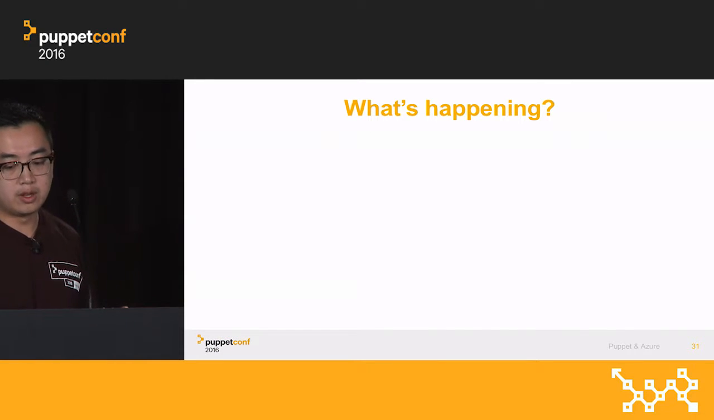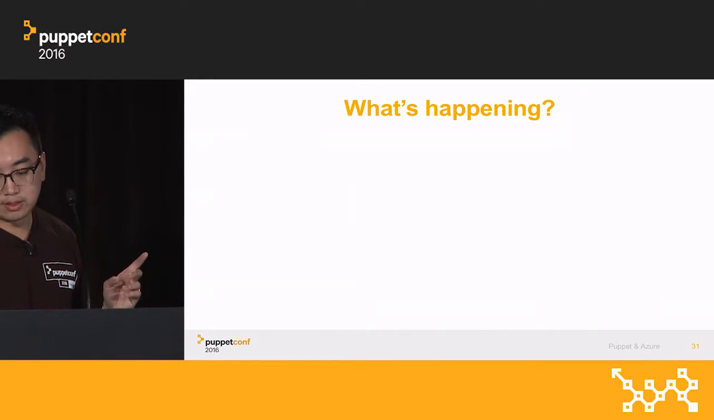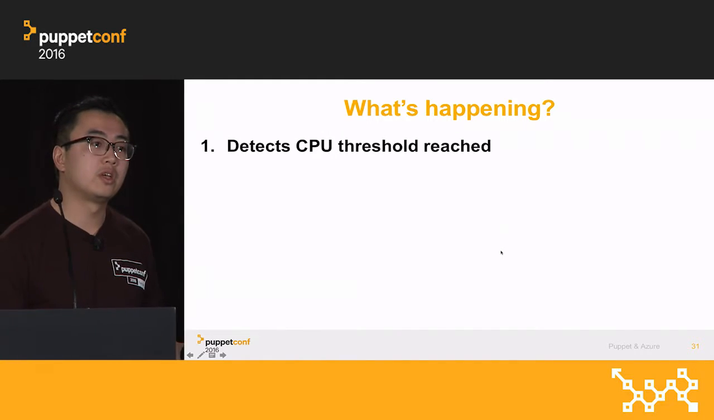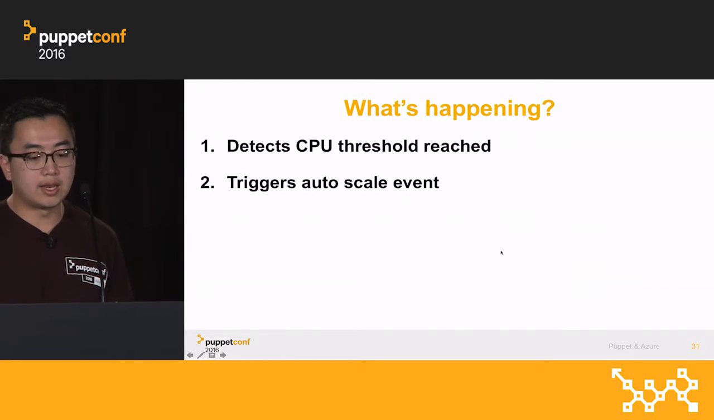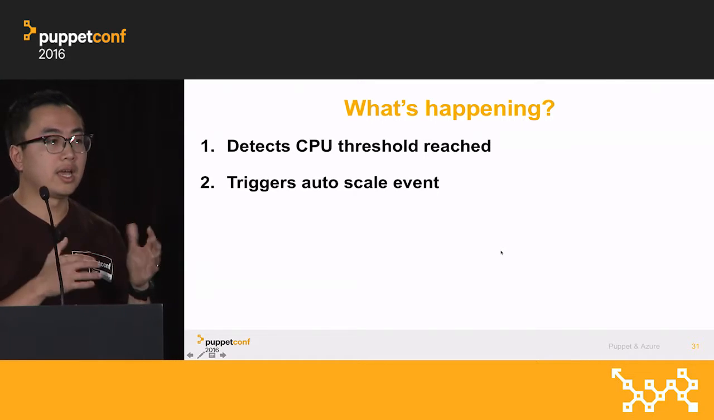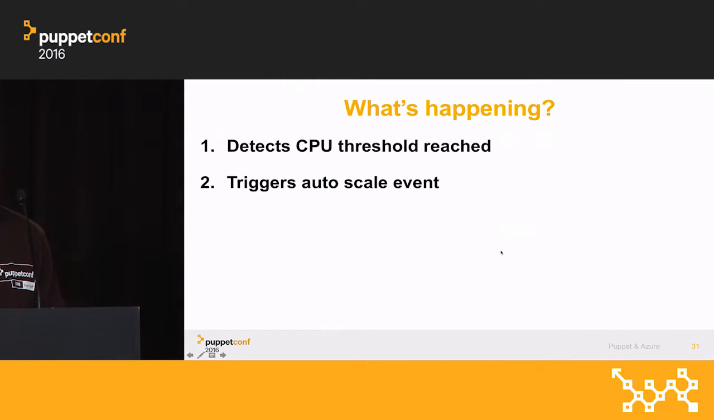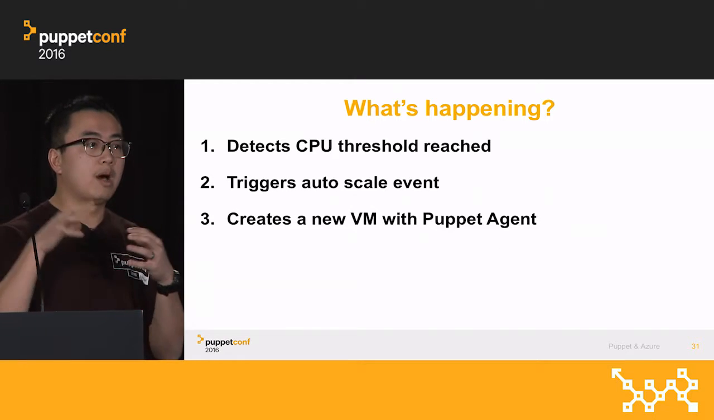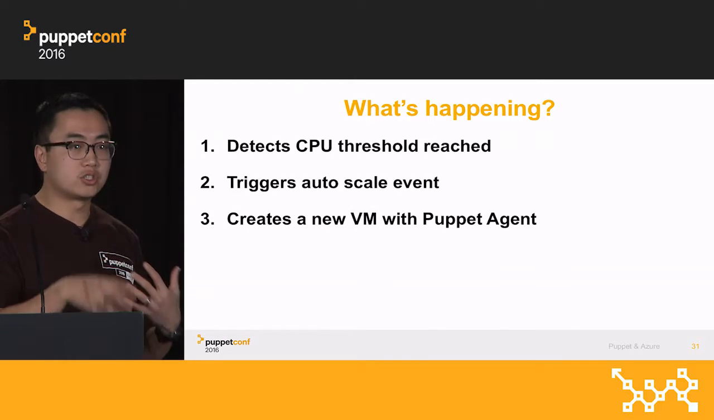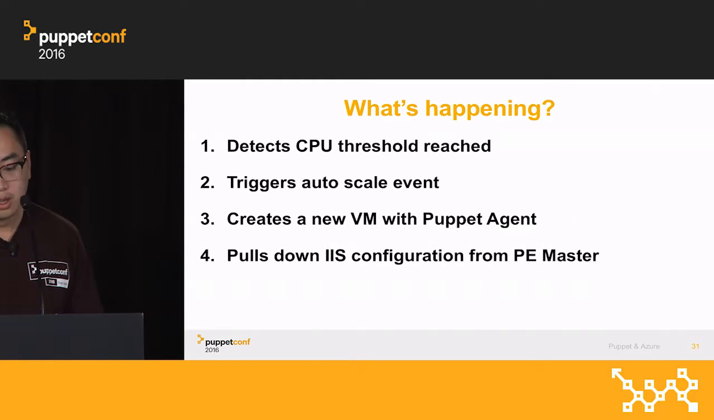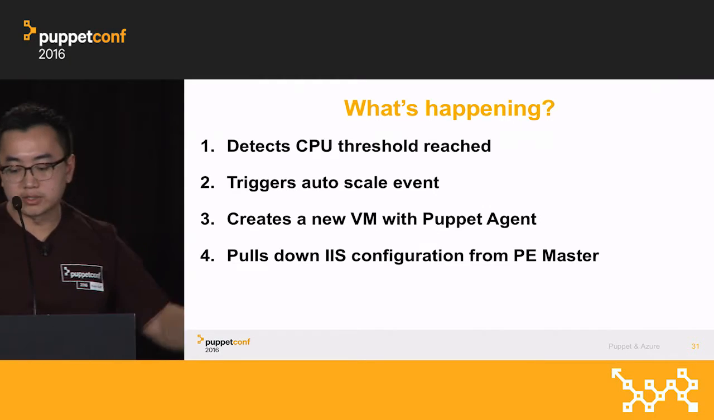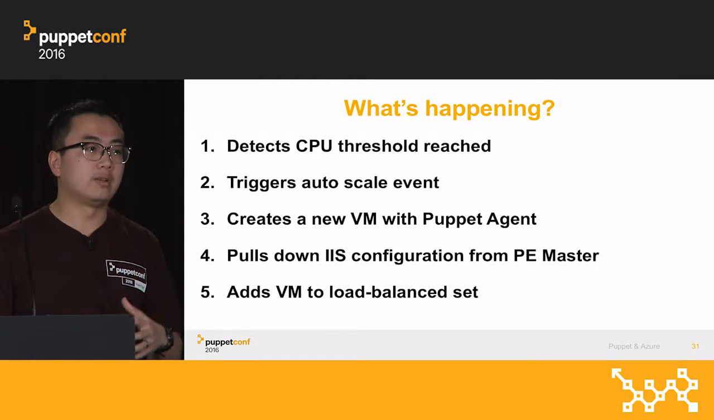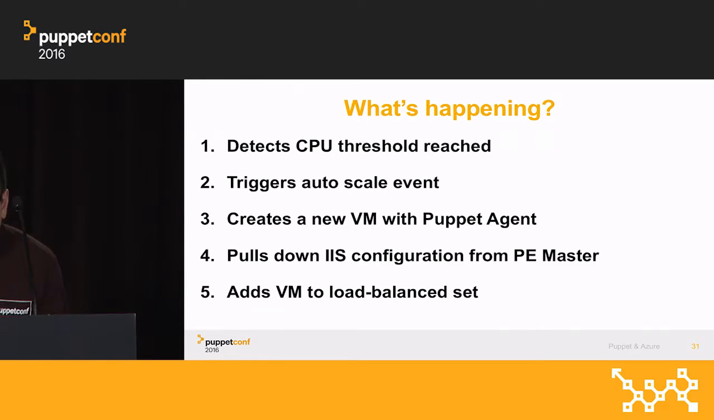Under the covers, like I mentioned, first the Azure environment detects that the CPU threshold has been reached. In this case, I've specified that as 30%, something very small. The next thing is that it triggers an auto-scaling event to say, I need to add new VMs to this auto-scaling pool. It'll create that new VM with the Puppet agent pre-installed on it through the extensions that we shipped. It'll then talk back to the Puppet Master, pull down its IIS configuration from the PE master, and then add that VM to the load balance set so that it can handle the scale.